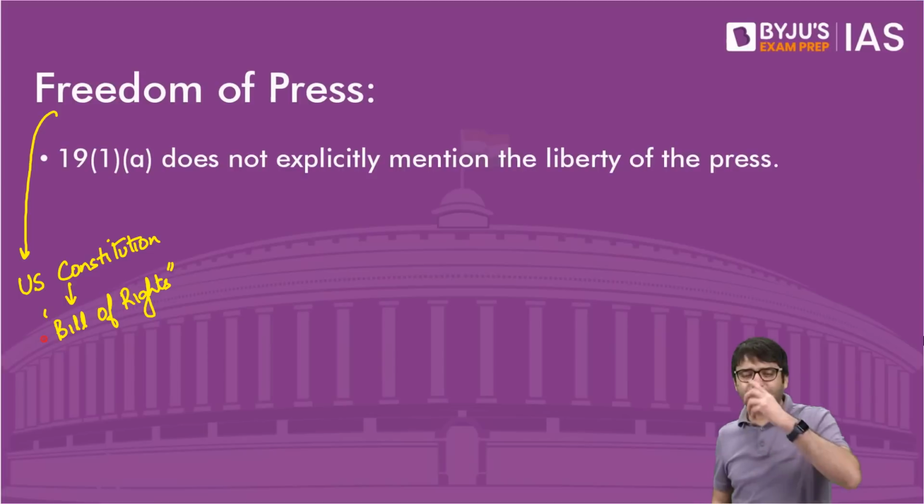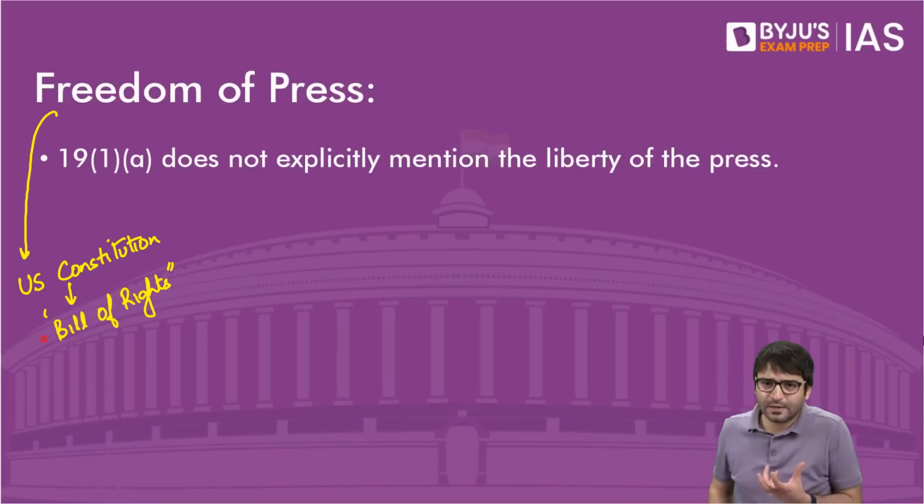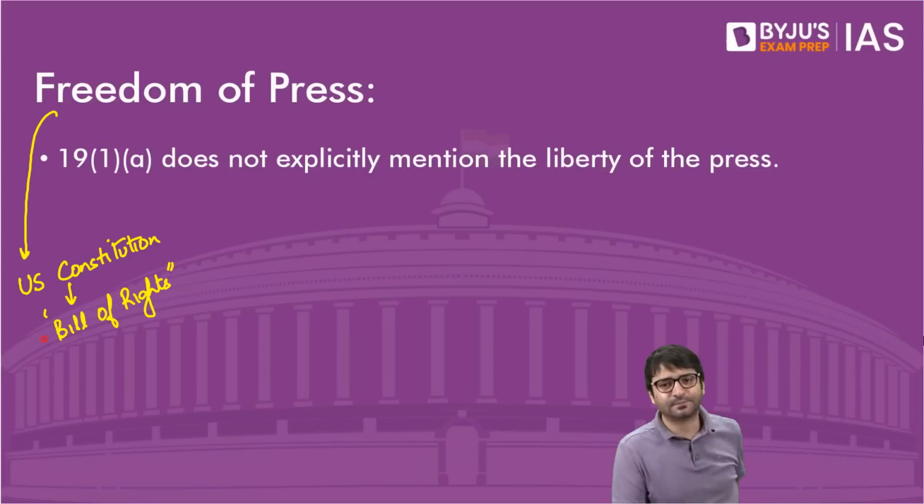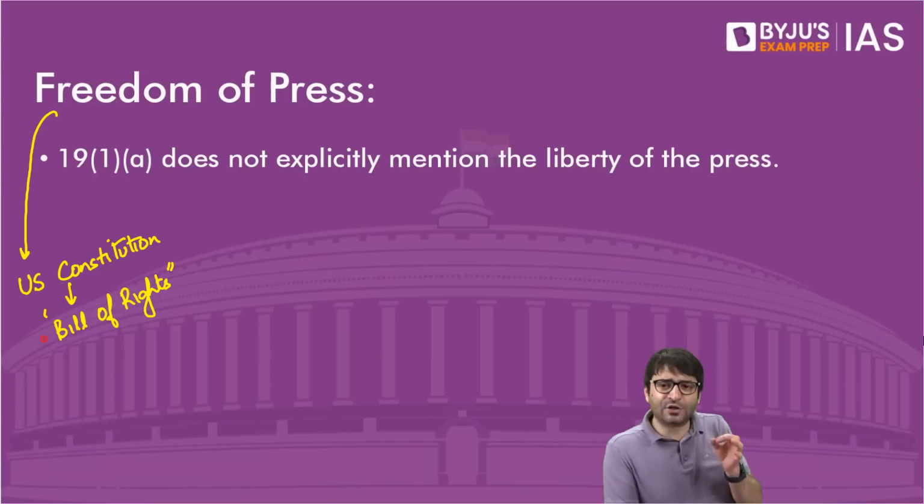In the Bill of Rights in the US Constitution, there is freedom of the press. That means if you have the freedom of speech and expression as an individual, can you express the views and thoughts of others as well? How? Through newspapers. Freedom of the press, the right of the press, and press includes media as well.